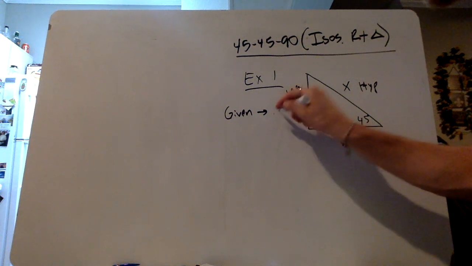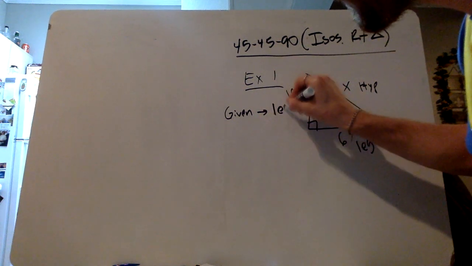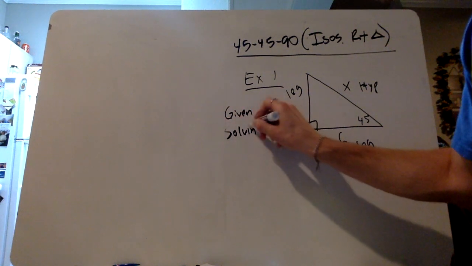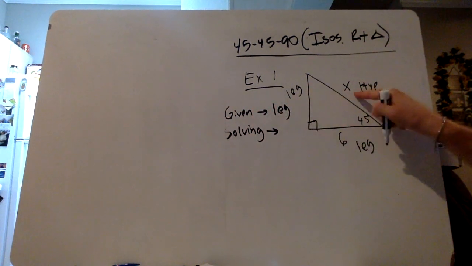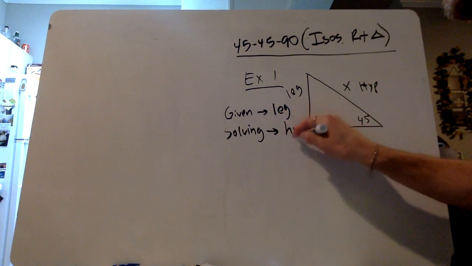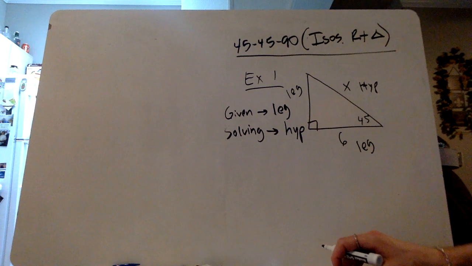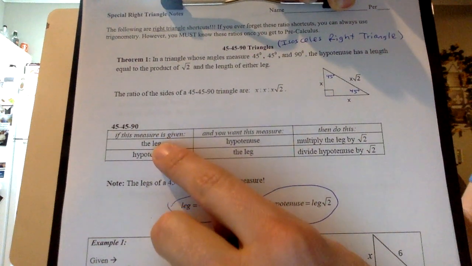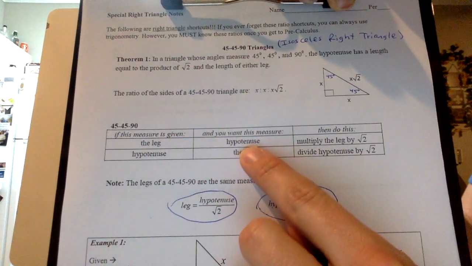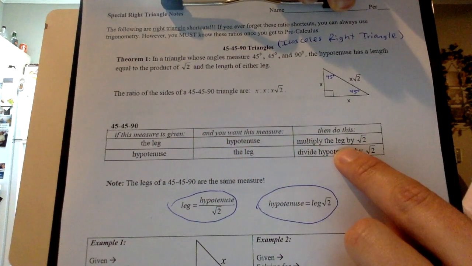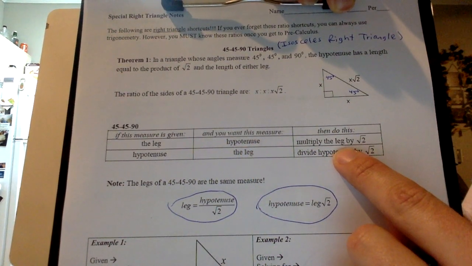So I'm going to put given leg. And we are solving for x. X is over here, that is my hypotenuse. Very simply, go to your chart. It says if you're given the leg and you want to solve for the hypotenuse, you multiply the leg by square root of 2. So that's what we're going to do.